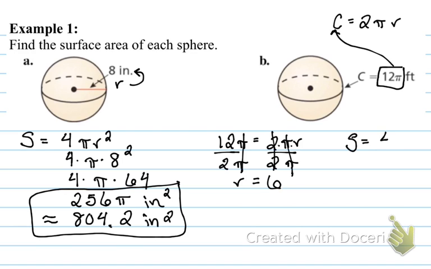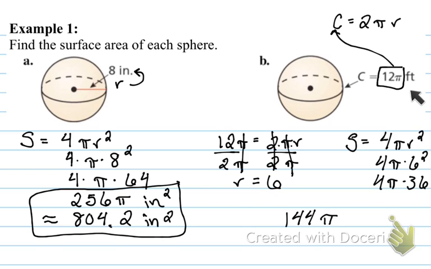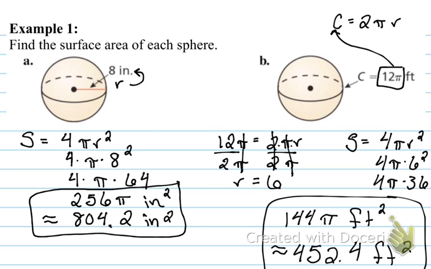My surface area equals 4 pi r squared. So 4 pi times 6 squared, so 4 pi times 36. Let's take the 36 times 4. We get 144 pi. My units here, we're dealing with feet, so my units would be feet squared, which is approximately 452.4 square feet. So there's my approximate and my exact. Okay, so there's surface area of a sphere.